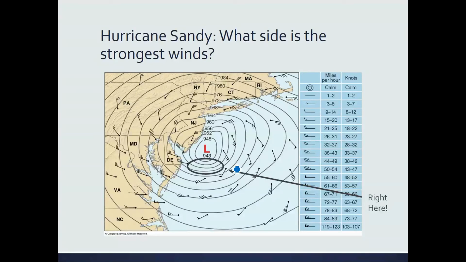Now, pressure gradient isn't necessarily the only thing that affects the winds here. The forward motion of the storm also plays a big role. There's a few other things that play a big role, but we're not going to worry about that right now. Let's just stress about where these lines are closest together. Right here is where the strongest winds are.